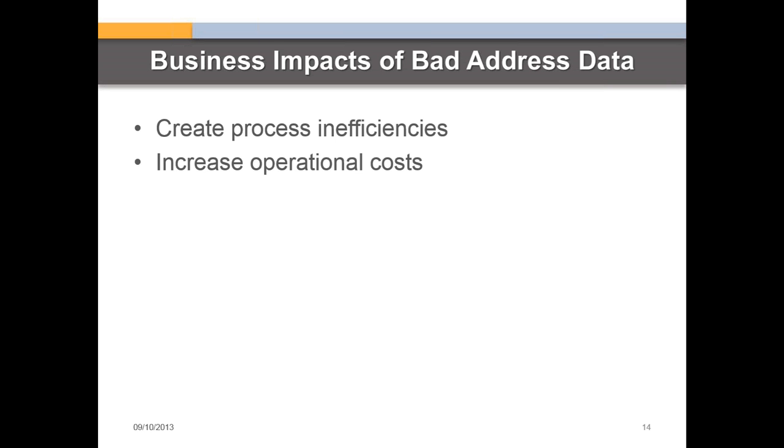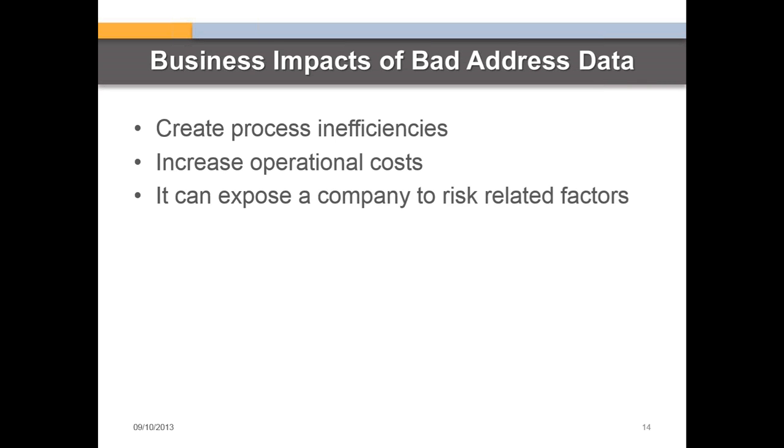So what are the business impacts of this bad address information? Well, it can create process inefficiencies. It can increase operational costs. If we take a utility as an example, an incorrect address could place the customer or your asset in the wrong service area. Your cost of activating that customer and getting them onto your network could drastically increase. The speed of serviceability can be impacted, and it would really increase those operational costs that you see day to day.